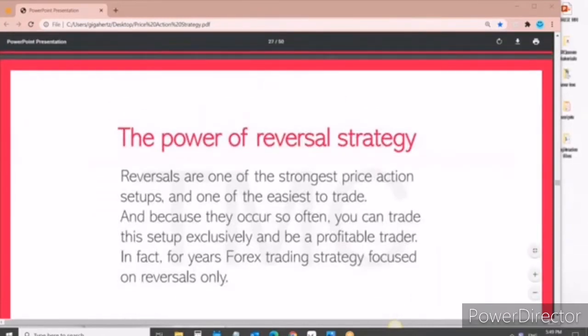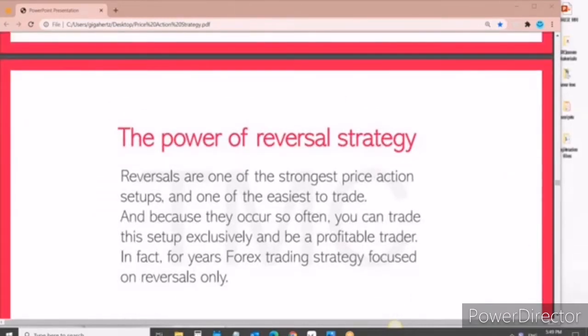Okay. Now, let's talk about the power of reversal strategy. Mamaya, apply natin to. Madali lang to, guys. Okay, so, reversals are one of the strongest price action setups and one of the easiest to trade. And because they occur so often, you can trade this setup exclusively and be a profitable trader. In fact, for years, Forex trading strategy focused on reversals only.